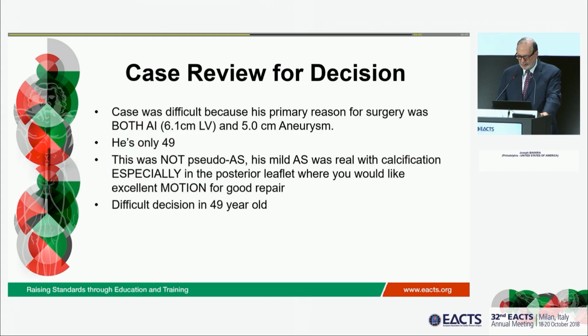So this was difficult. His primary reason for surgery was both AI and aneurysm in this case. He's only 49. This was not pseudo-AS. He did have some mild AS, which was real. The calcification, especially in the posterior leaflet, where you would like to have really a good motion of the valve, was not going to happen. So this was a very difficult decision, this 49-year-old.